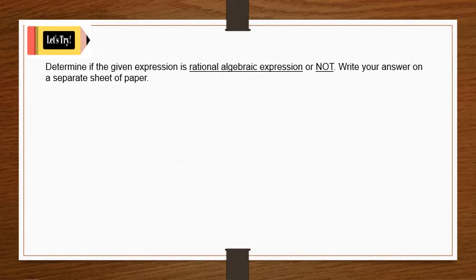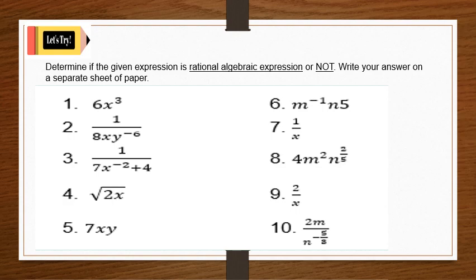Let's try. Determine if the given expression is a rational algebraic expression or not. Write your answer on a separate sheet of paper. By this time, we're not going to write. We just say if it is a rational algebraic expression or not. Let's go on, number 1 to 10. Number 1, 6x cubed. Is that a rational algebraic expression or not? Alright, that is a rational algebraic expression.